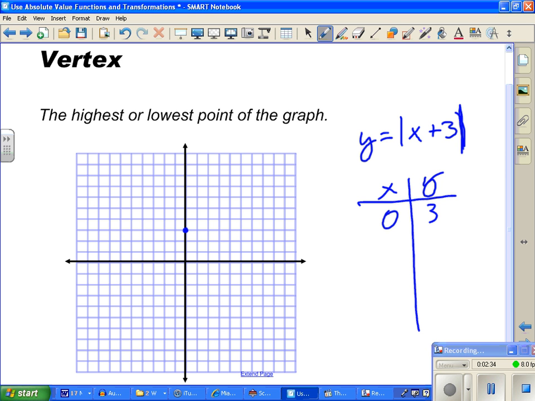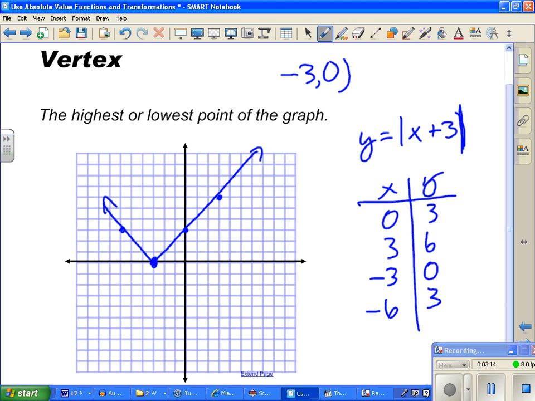Let's plug in 3. 3 plus 3 is 6. Absolute value of 6 is 6. So 3, 6. Let's plug in negative 3. Negative 3 plus 3 is 0. Absolute value of 0 is 0. So negative 3, 0. Let's plug in negative 6. Negative 6 plus 3 is negative 3. The absolute value of negative 3 is positive 3. So that's negative 6, positive 3. Where's my vertex? My vertex in this case is right here at negative 3, 0.